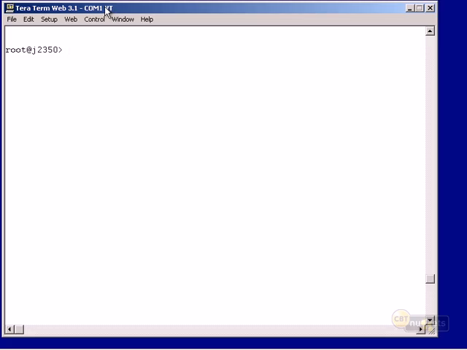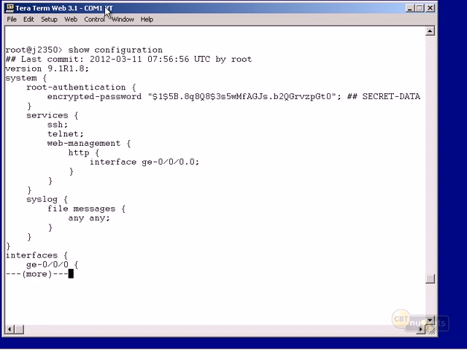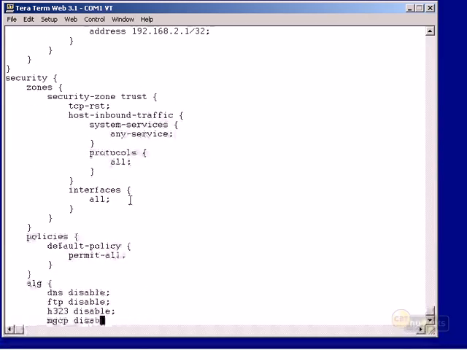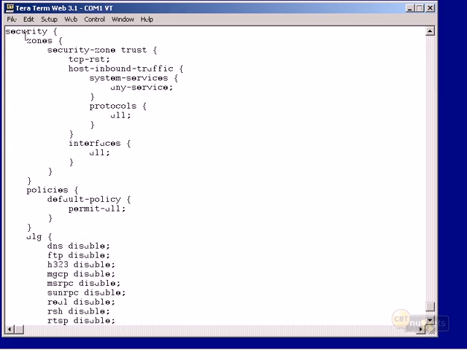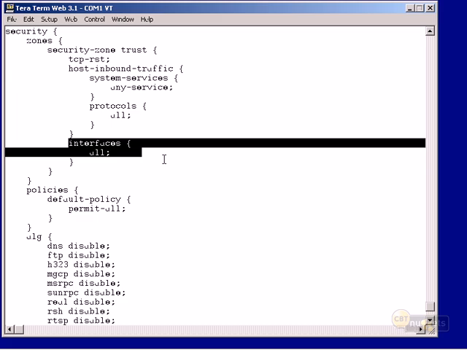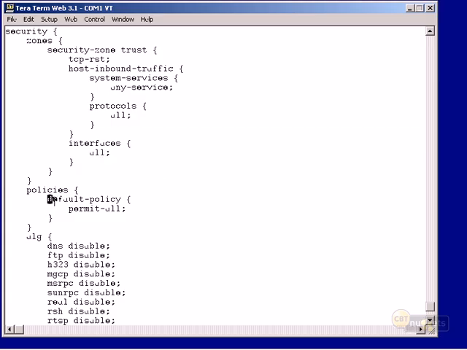Now my 2350 is already in router context, and I can see this by going to the operational prompt and doing a show configuration command. And we can go down here, if we move down to the security zones area, under security zones, it's going to say security zone trust interfaces all. That's one quick way to know that you're in router context as opposed to secure context. And you can see that the policy here for router context, the default policy, is to permit all.